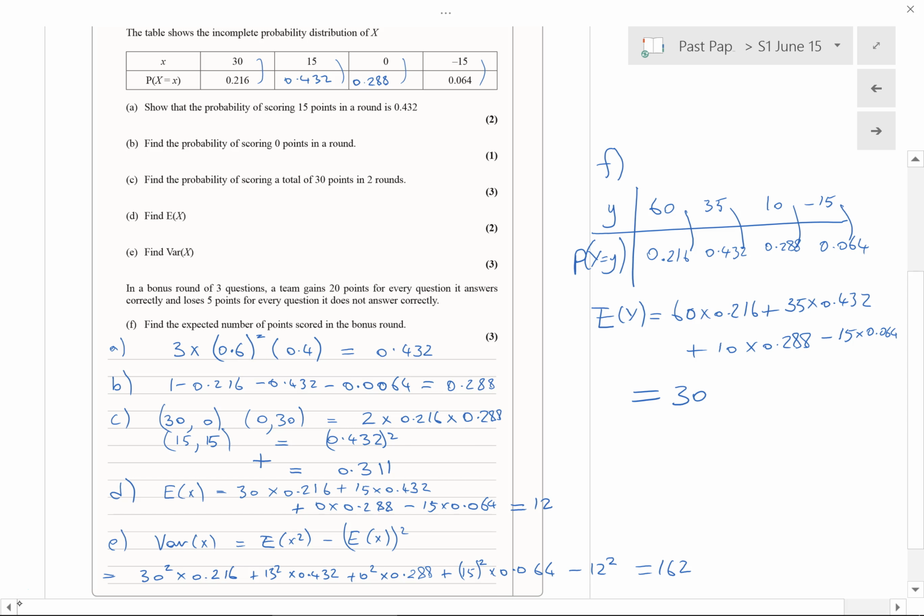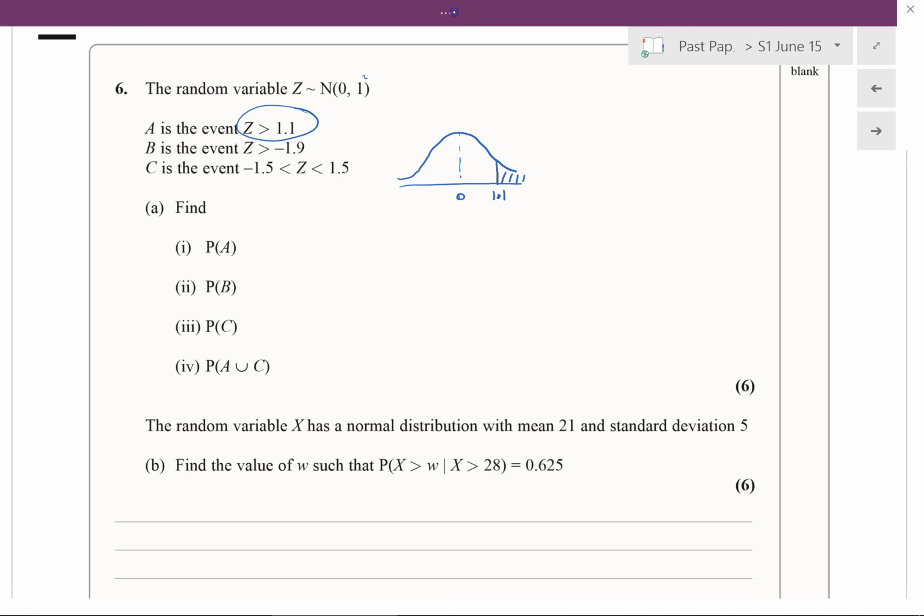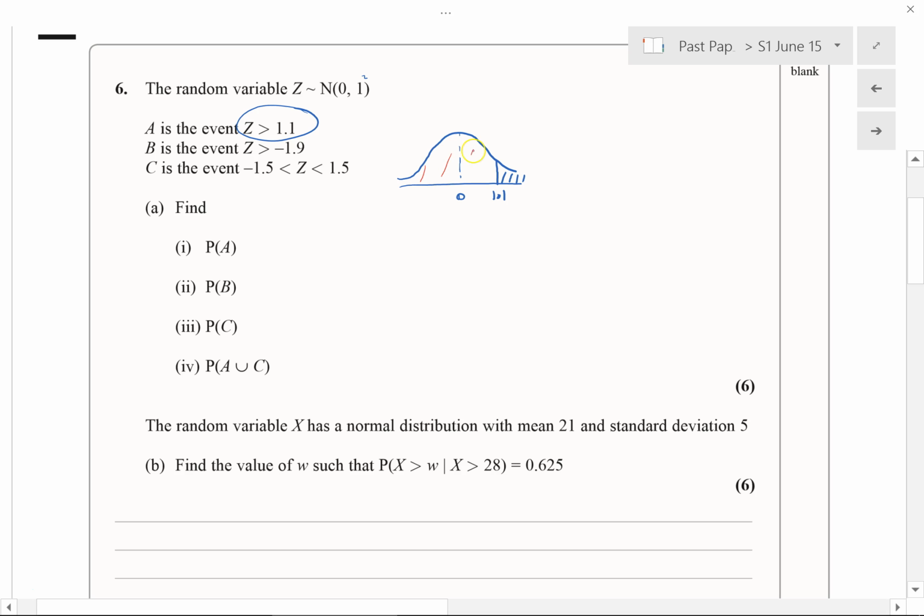We've got one more question to do. So here we've got a slightly unusual normal distribution slash probability question. And the first part is just reading from tables. Probability of Z being greater than 1.1. Remember, the Z distribution has a mean of 0. So we want this area here. But the tables give us a probability of Z being less than 1.1.